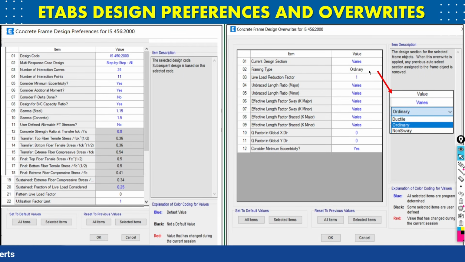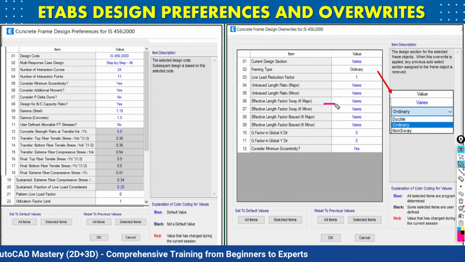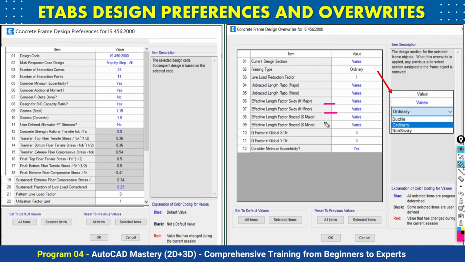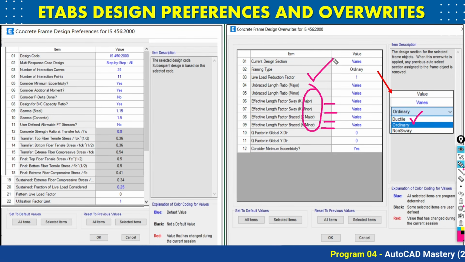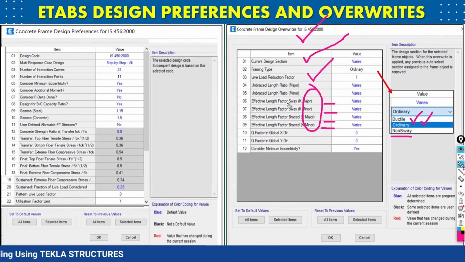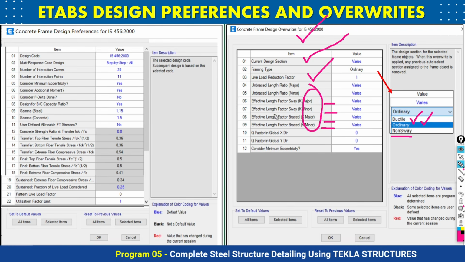Especially your column design, because you should know the importance of the effective length factor for designing your column. If you are choosing ductile, the effective length factor calculation will be totally different. If you are choosing non-sway, it will be totally different. If you choose ordinary, the effective length factor calculation by the software while designing your column will be totally different, and that's why your design result will be totally different.